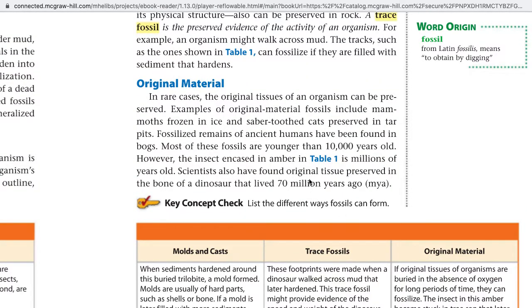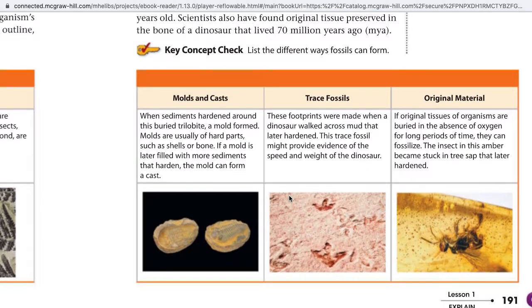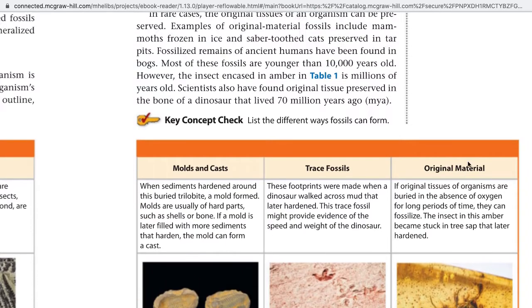Scientists also have found original tissue preserved in the bone of a dinosaur that lived 70 million years ago. So it says here, if original tissues of organisms are buried in the absence of oxygen, like ice or tar pits or a bog or amber, they can fossilize. So this poor insect got trapped in tree sap.